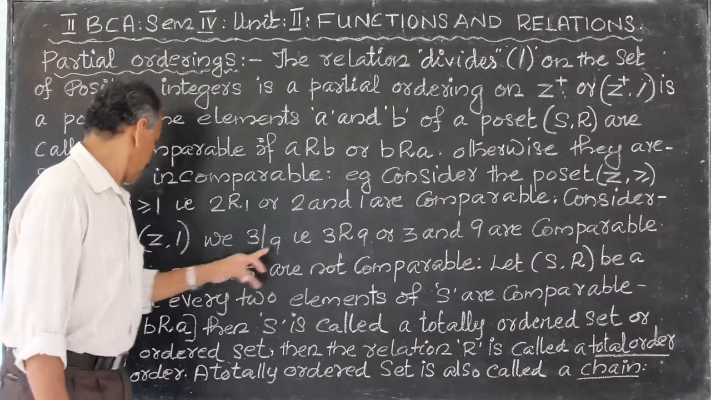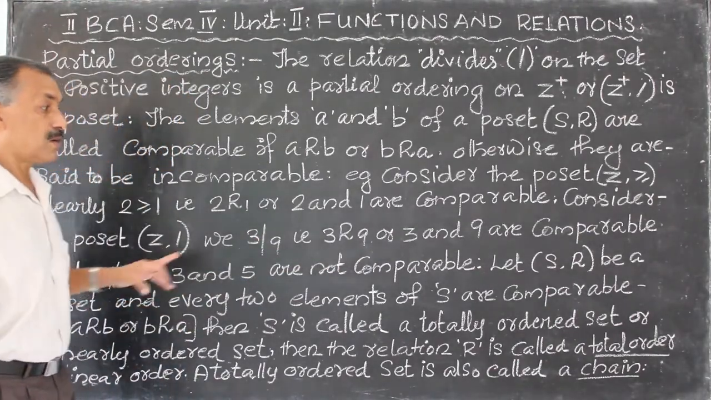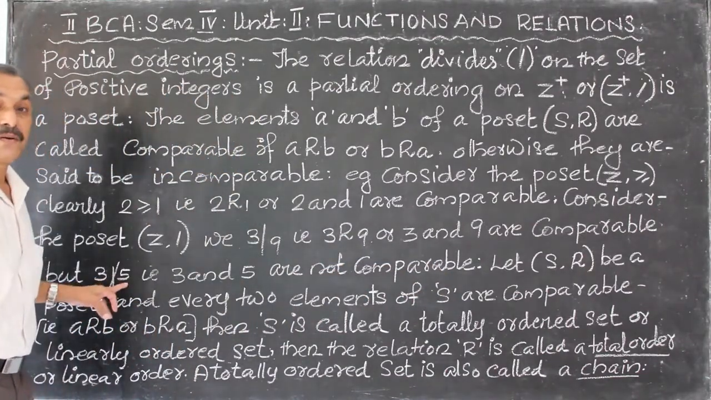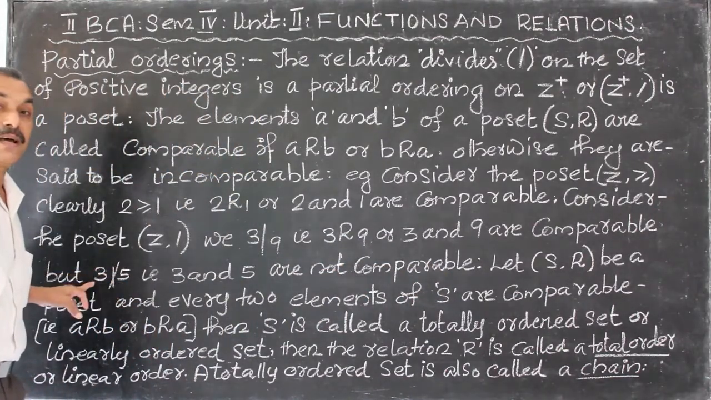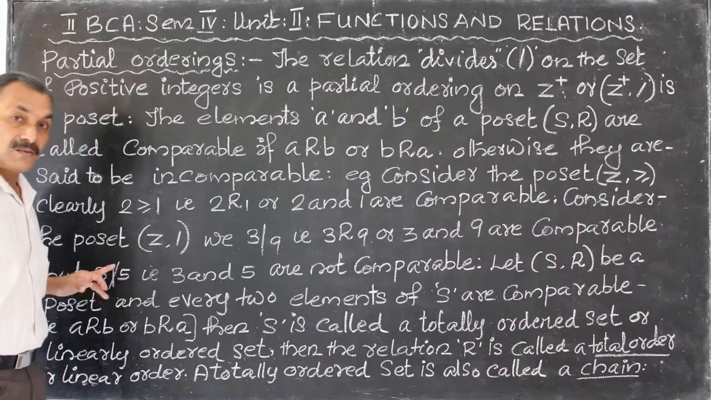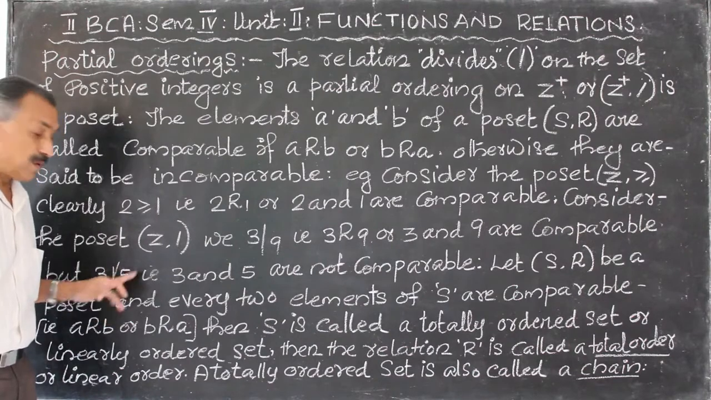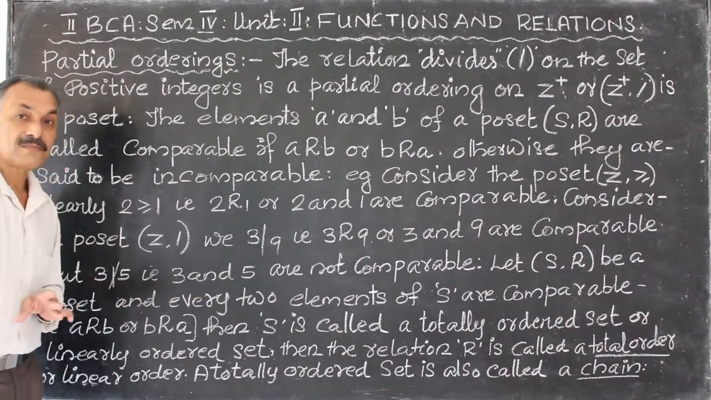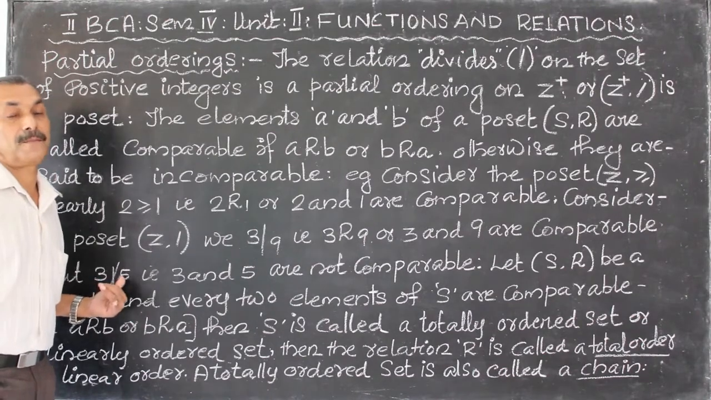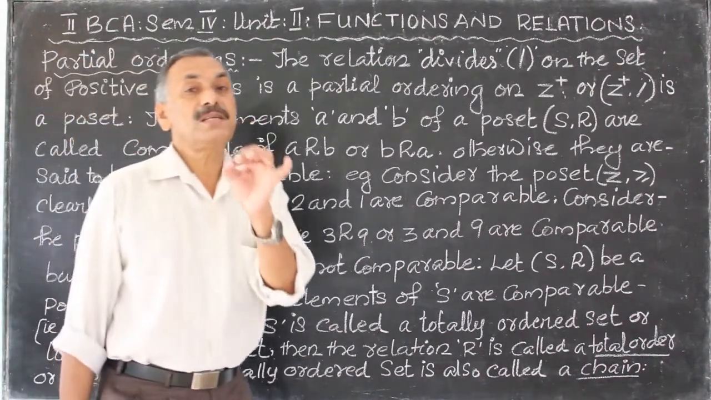But what about this? Is 3 related to 5? Is 5 a multiple of 3? No, 5 is not a multiple of 3. That is, 3 does not divide 5, so 3 is not related to 5.